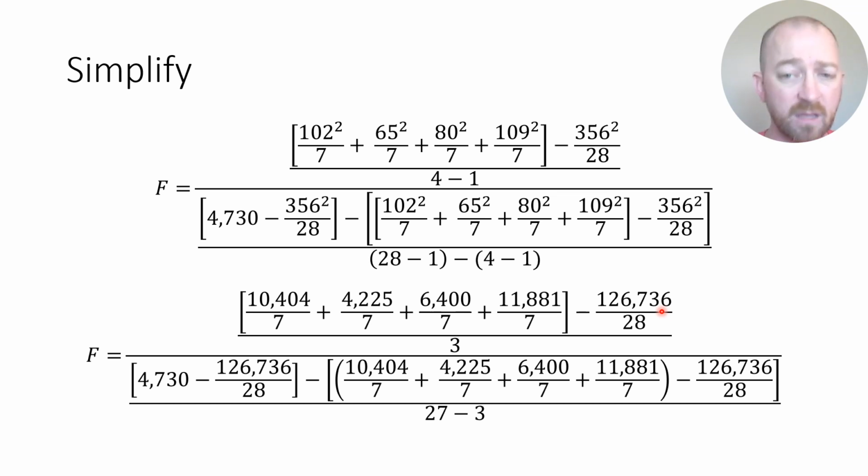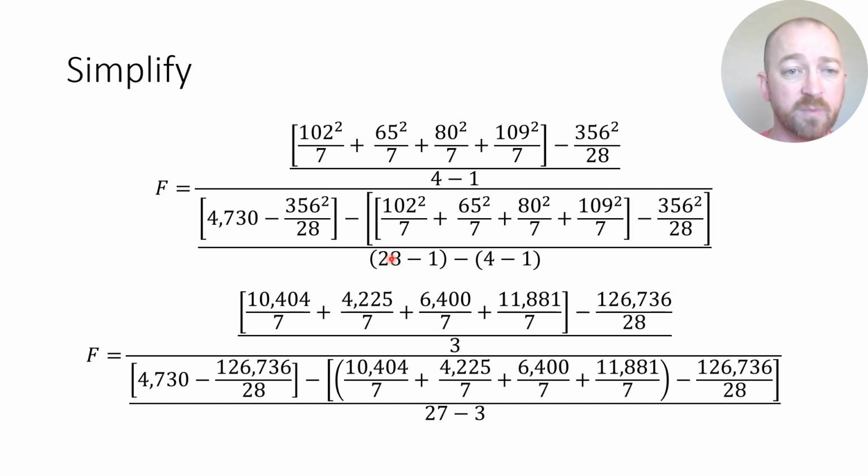356 squared is 126,736. Now look, you'll notice I also use this element down here. It's the same thing. 126,736 divided by 28. So I don't need to re-square that, as long as I did it right the first time, okay? And then of course it's down here as well again. This little guy's called the correction for the mean, but of course that's a little beyond what we're doing right now, but if I ever refer to that, that's what it means.